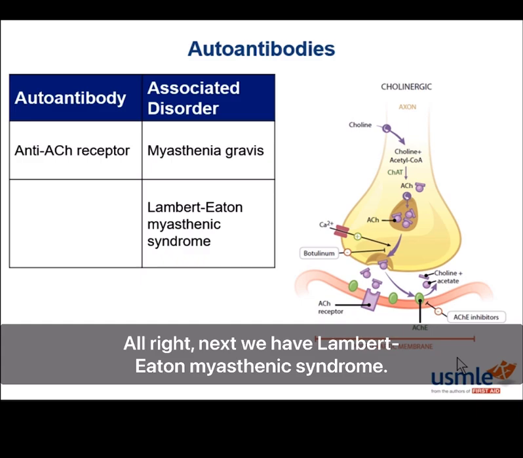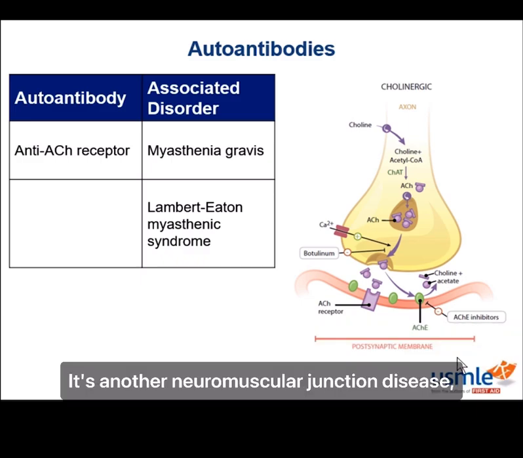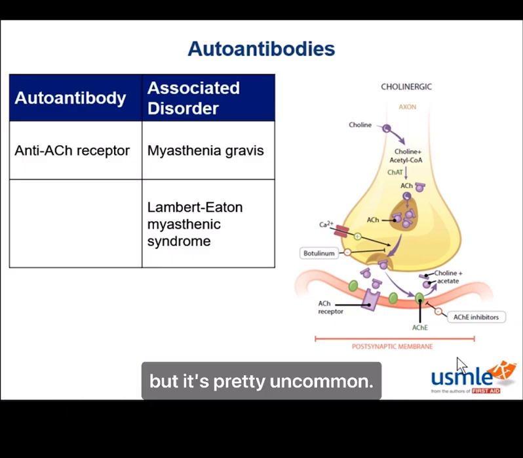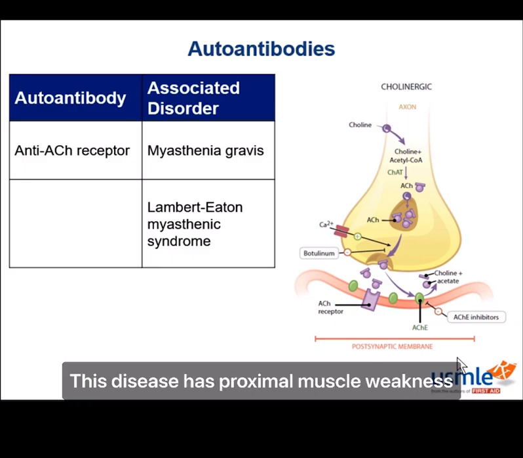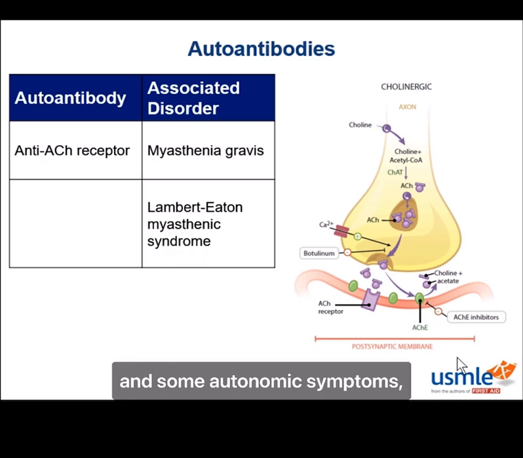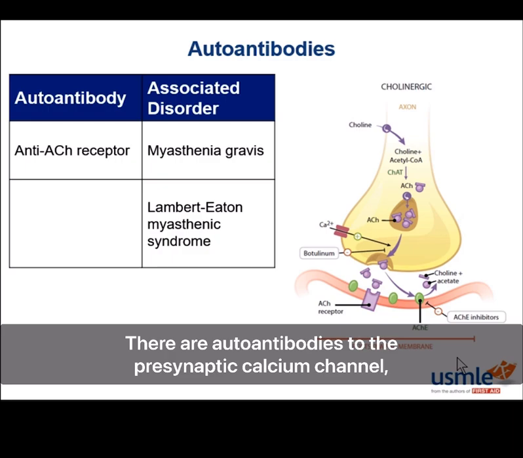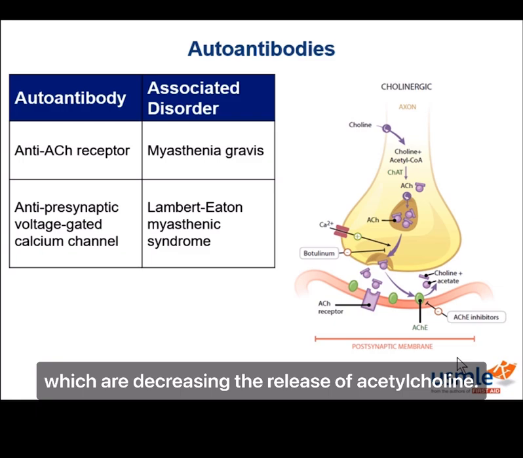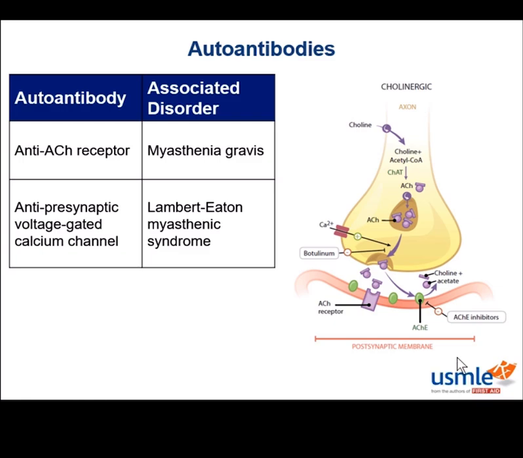All right, next we have Lambert-Eaton myasthenic syndrome. It's another neuromuscular junction disease, but it's pretty uncommon. This disease has proximal muscle weakness and some autonomic symptoms, but it improves with muscle use. Now, what's happening here? There are autoantibodies to the presynaptic calcium channel, which are decreasing the release of acetylcholine.